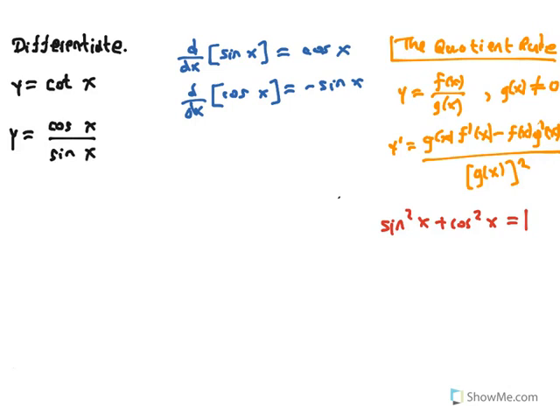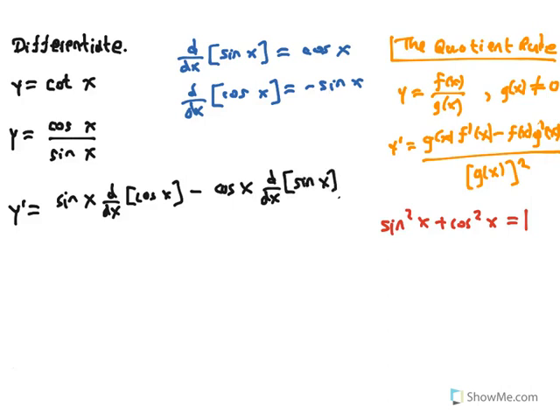So now that we have a quotient of two differentiable functions, to find the derivative, we may use the quotient rule, and we write y prime is equal to the denominator times the derivative of the numerator minus the numerator times the derivative of the denominator all over the square of the denominator.